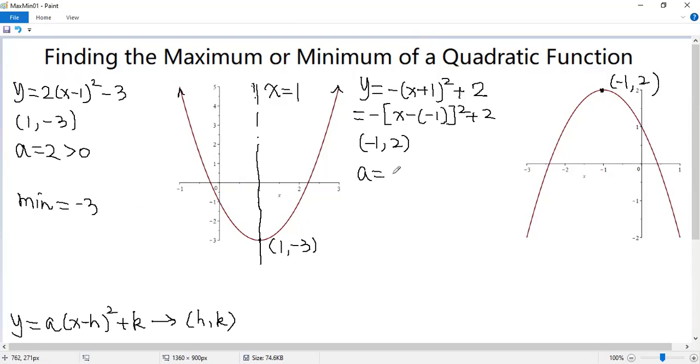Now a equals negative 1, less than 0. So it opens down. So it only has a maximum of 2.